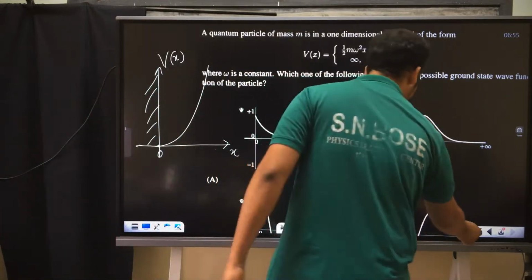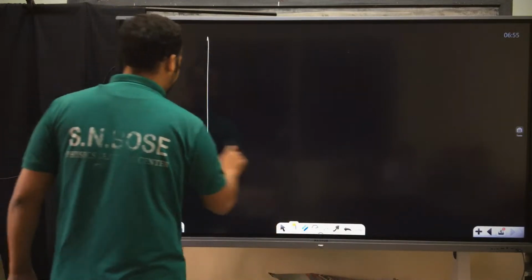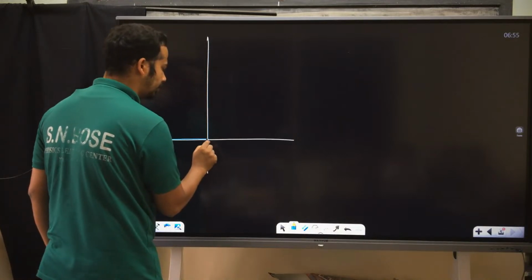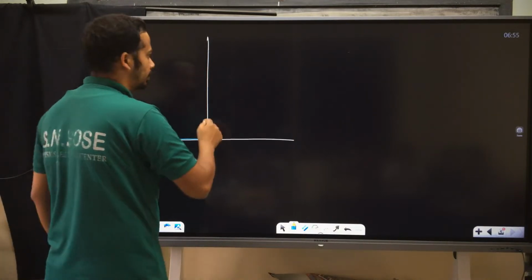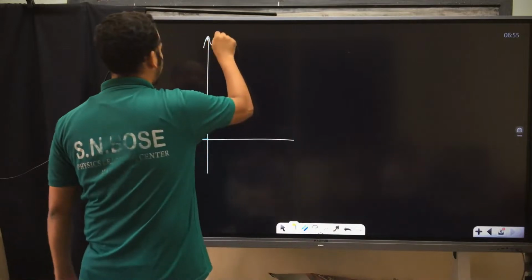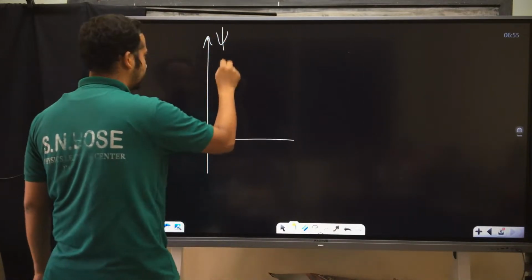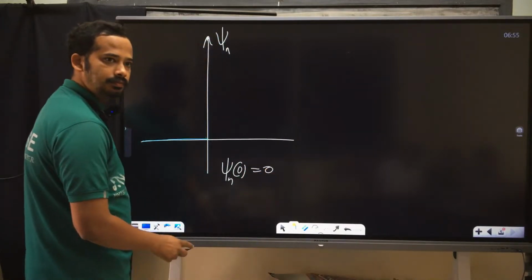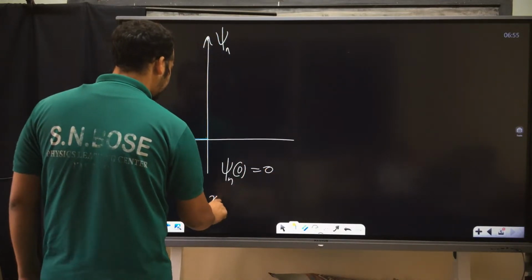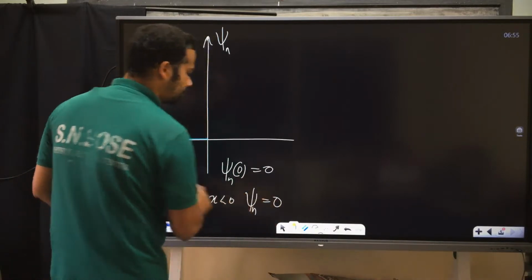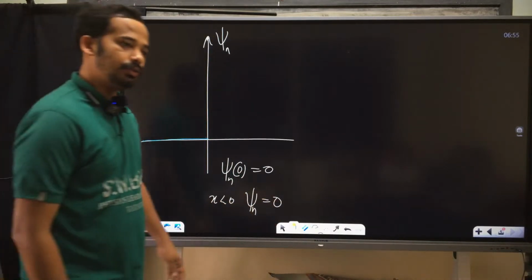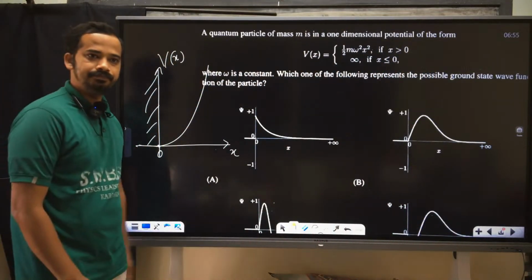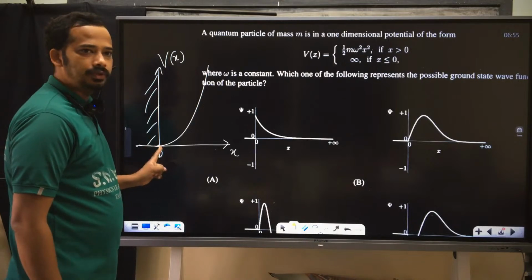Are you getting the point? Pick up all of your wave functions, psi n or something. They should start with 0 here. They should be 0 when x is less than 0. So psi n of 0 should be 0, because when x is less than 0, psi n equals 0 since the particle cannot enter that region. You take the full harmonic oscillator and pick the states whose wave function is 0 at x equal to 0.